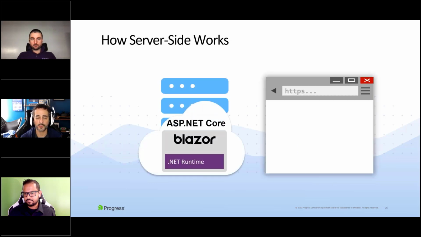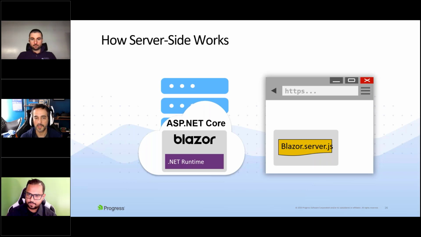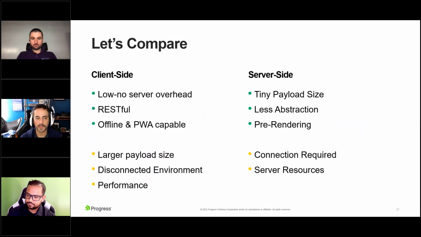And we also have the option to run Blazor server side, which just gives you a small payload of a JavaScript framework that sets up a SignalR connection with your server and basically treats the browser like a thin client, where that thin client is doing all of the communication back and forth with the server and updating the DOM.